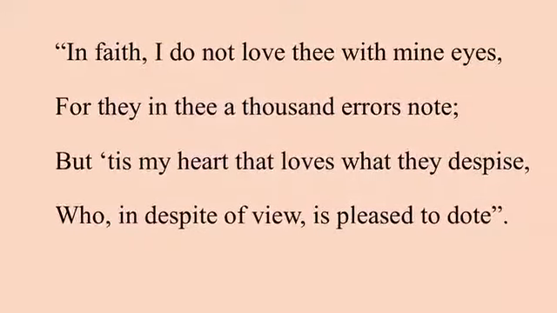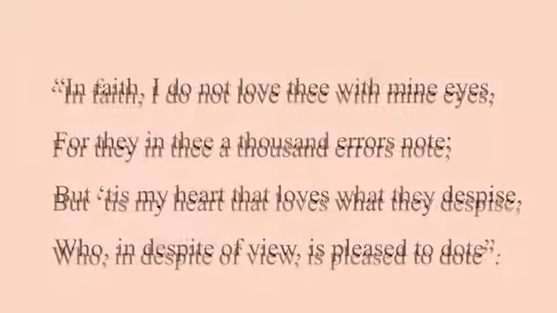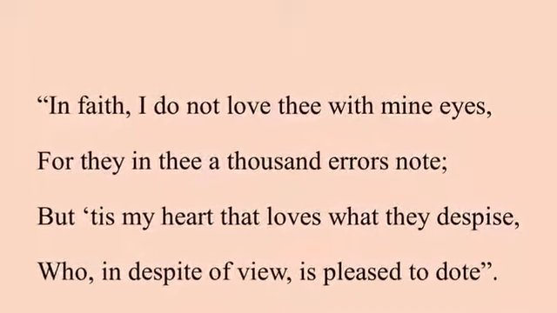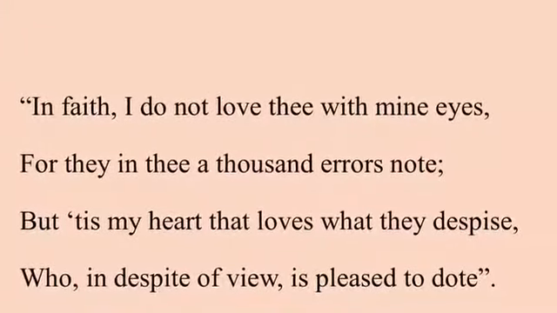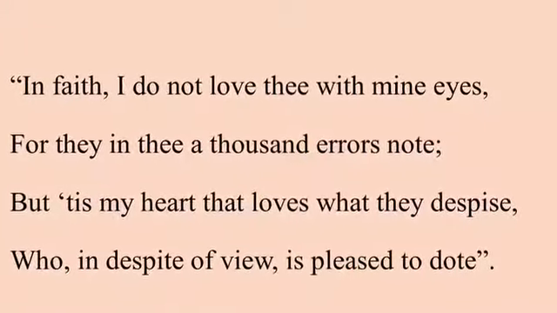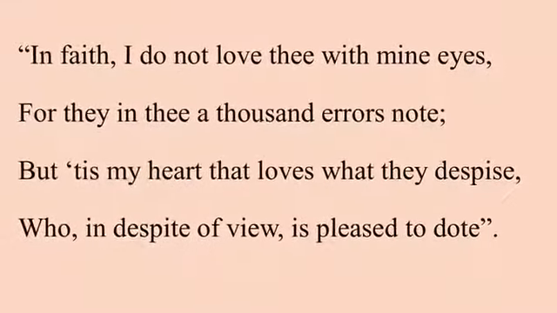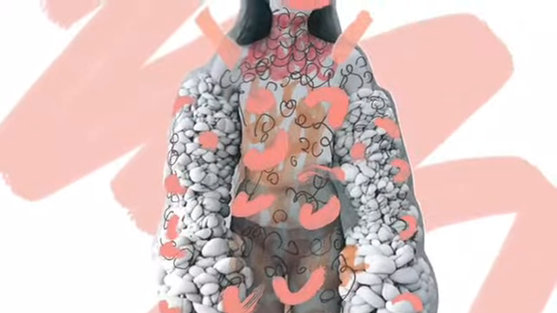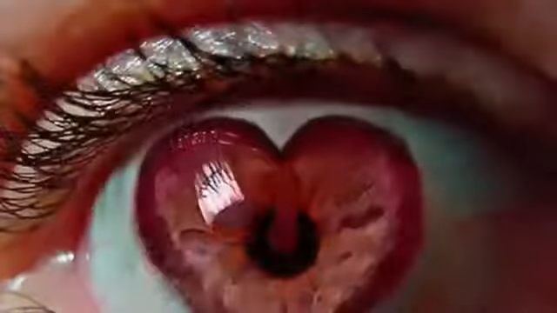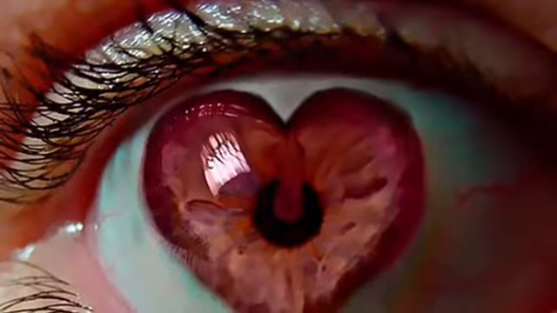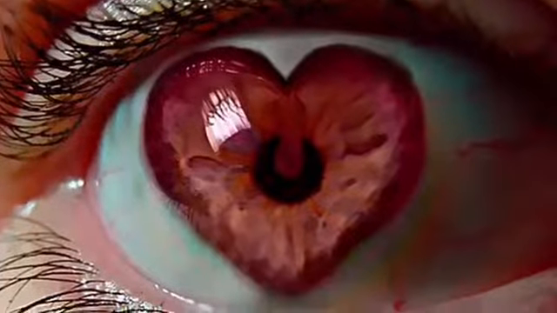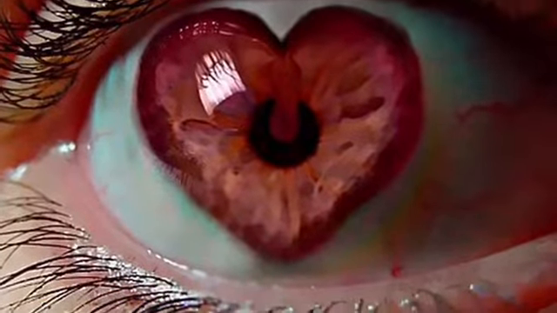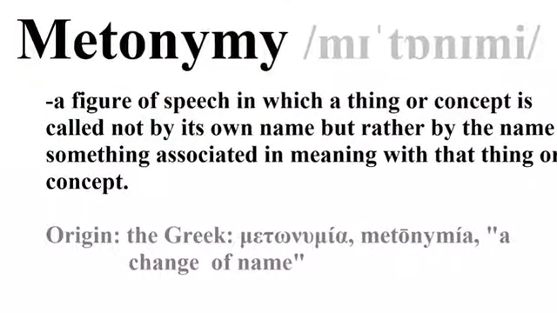In the first quatrain, Shakespeare writes, "In faith I do not love thee with mine eyes, for they in thee a thousand errors note, but 'tis my heart that loves what they despise, who in despite of view is pleased to dote." In other words, he means that although his eyes can identify many faults or physical imperfections in the woman, they are limited since they are not helpful in detecting moral fault. However, he says, "my heart," which is the principle that rules his love, condemns what the eyes see.